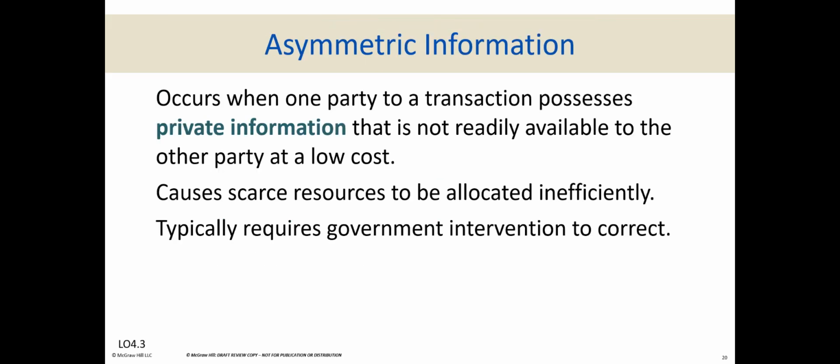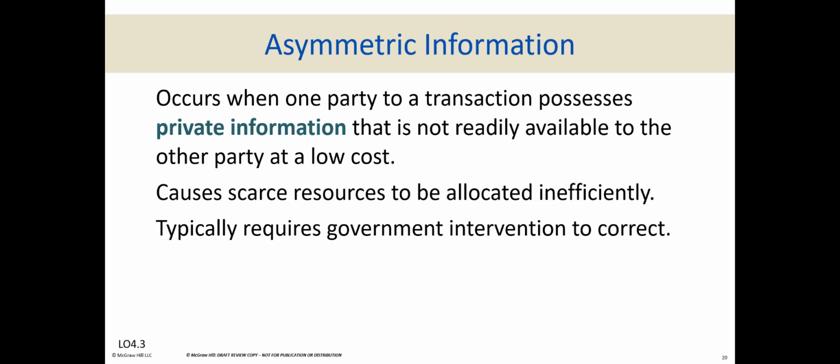And now let's talk about asymmetric information. Asymmetric information occurs when one party to a transaction possesses private information that's not readily available to the other party at a low cost. For instance, sellers may know more about their product, like a gas station selling poor quality fuel. Without regulations, buyers would not know the quality. The same can happen, for instance, with a used car. You go buy a used car, the seller knows very well about the car, but this private information may not be available to you. Then we have the asymmetric information problem.